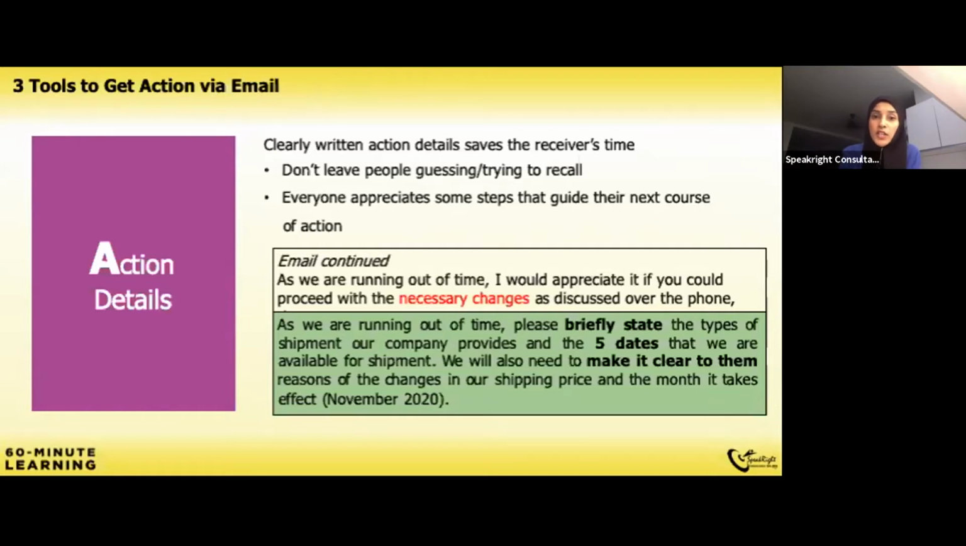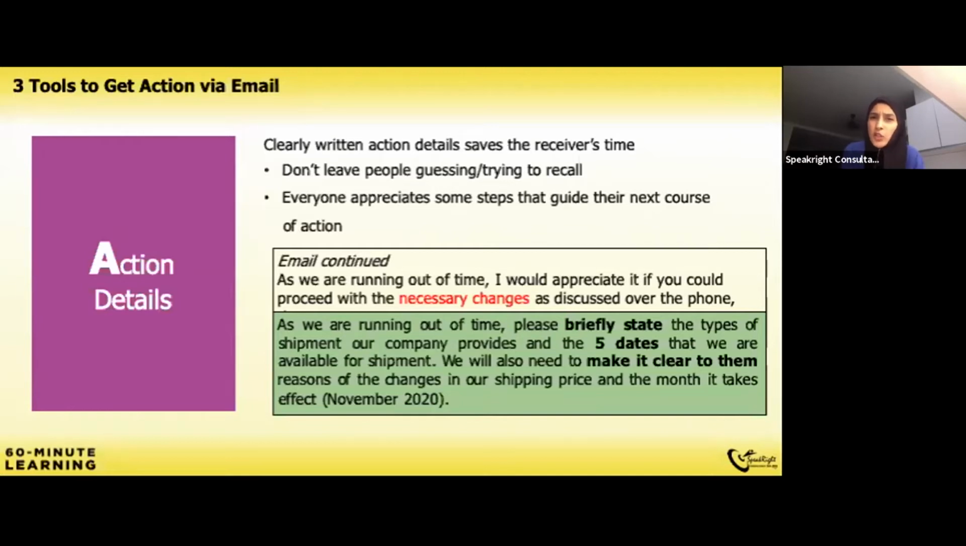Number 2, she needs to state the dates, how many, 5 dates. And number 3, she needs to explain the reasons for the changes in shipping price, and she needs to do it clearly. So in this way, it serves as a guideline for Jenny, so that she understands what she's supposed to do, how much she is expected to carry out of each action.